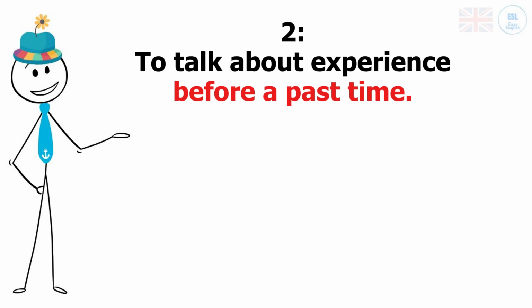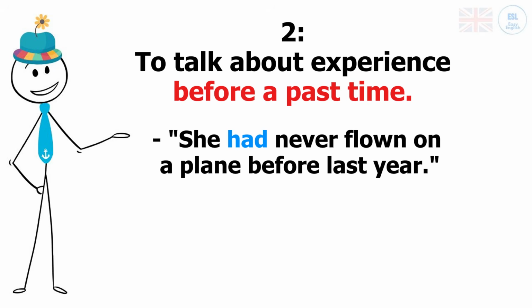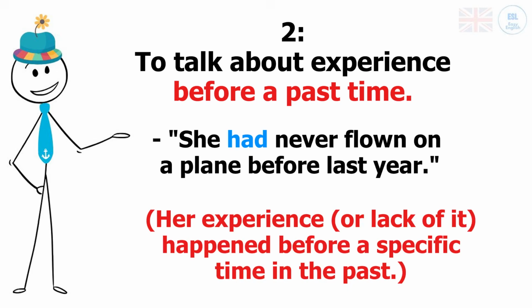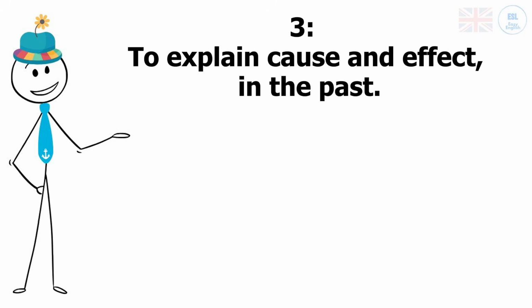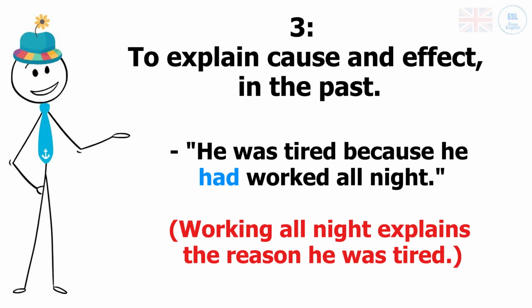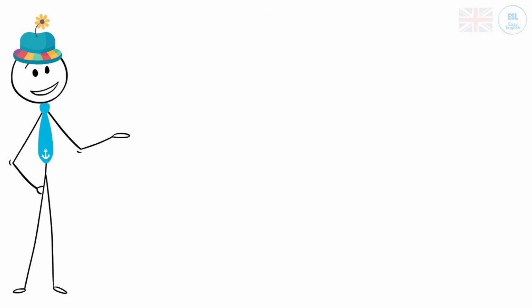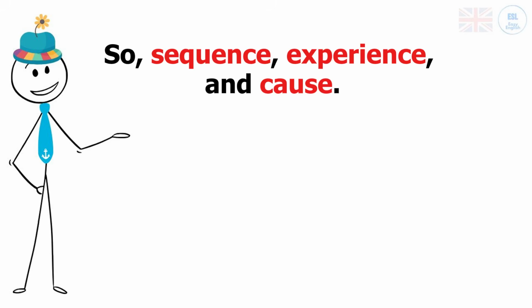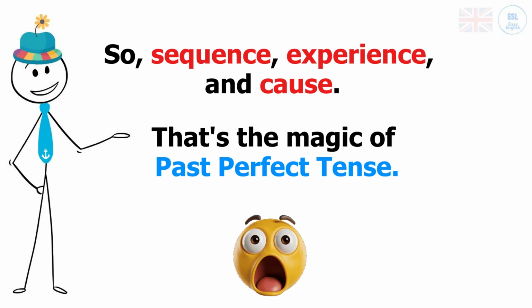2. To talk about experience before a past time. She had never flown on a plane before last year. Her experience, or lack of it, happened before a specific time in the past. 3. To explain cause and effect. In the past, he was tired because he had worked all night. Working all night explains the reason he was tired. So, sequence, experience, and cause. That's the magic of past perfect tense.